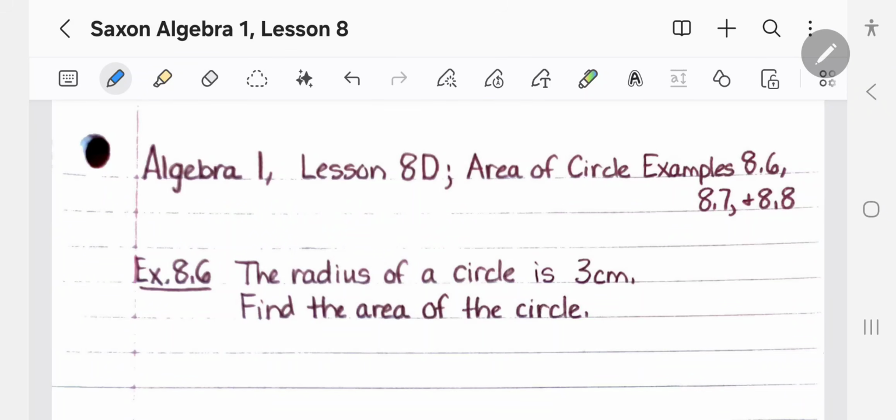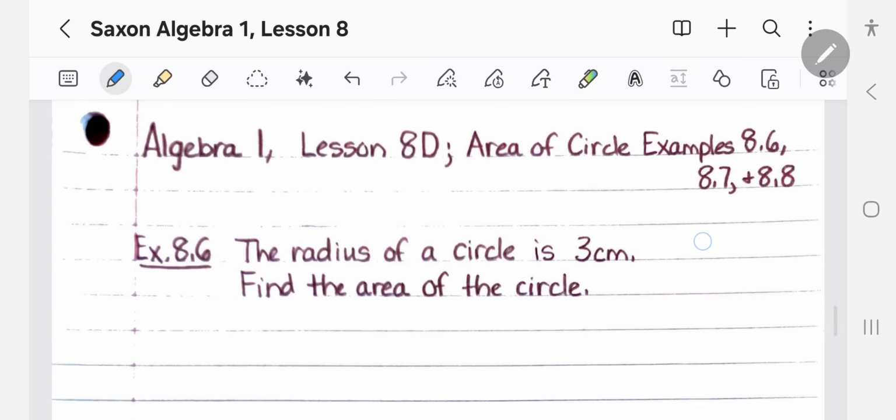This is Algebra 1, Lesson 8D, Area of a Circle. It includes examples 8.6, 8.7, and 8.8. Example 8.6. The radius of a circle is 3 centimeters. Find the area of the circle.